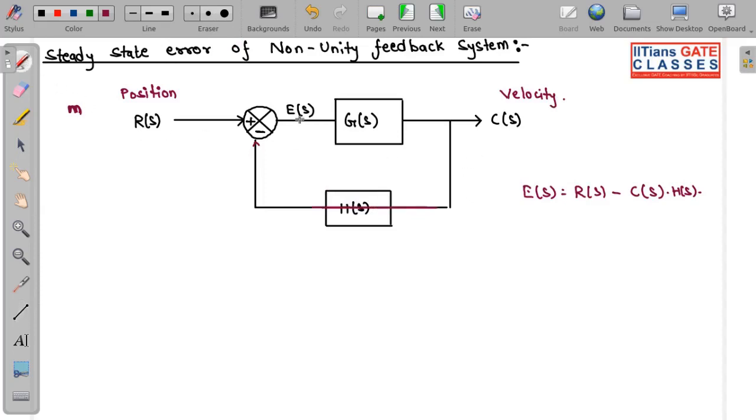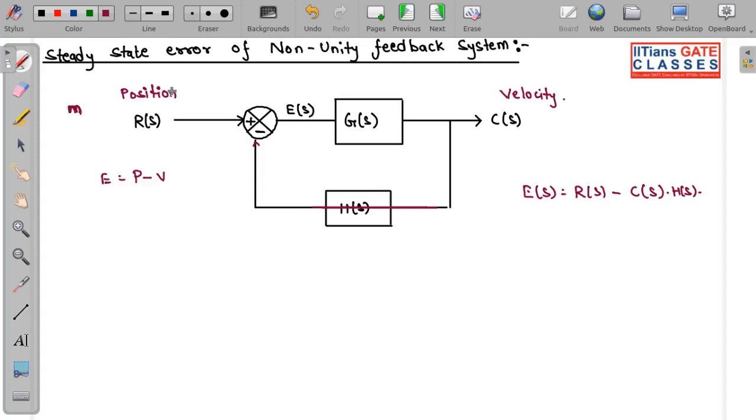Tell me one thing, here the error will be what? It will be position minus velocity. Tell me if this is possible. Mathematically, is this possible? You cannot subtract position from velocity or velocity from position. Why? Because those two are dissimilar quantities.